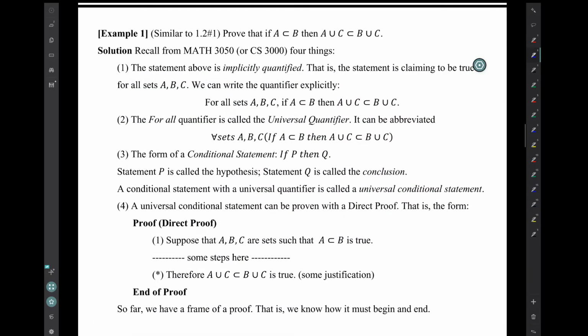Example 1. This is similar to one of your homework exercises, 1.2 number 1. Prove that if A is a subset of B, then A union C is a subset of B union C. Now this is similar to a book example. Now the book example is very densely written. There are no line breaks in the proof. There's no discussion of why the proof looks the way it does.